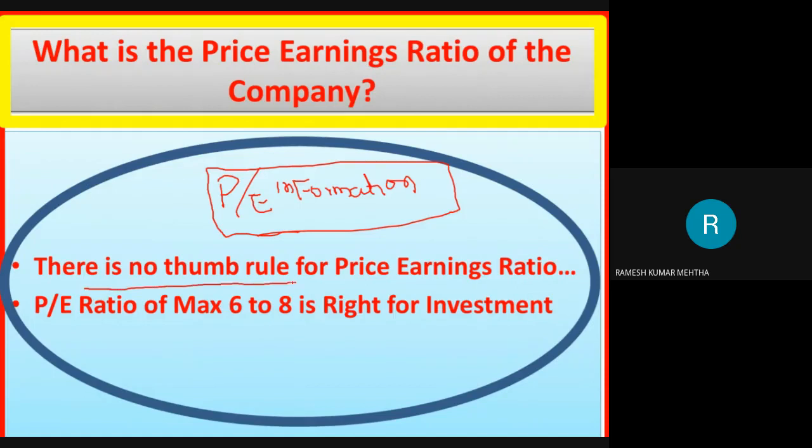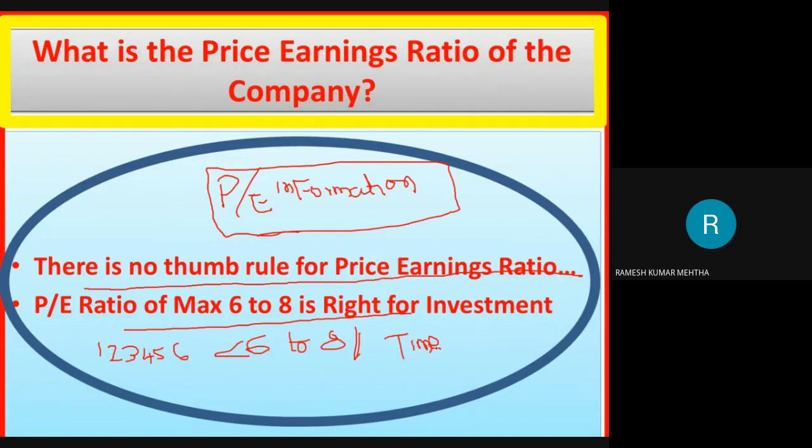There is no thumb rule for price earnings ratio, but generally in the stock market, and in particular myself, I will invest in those companies whose PE ratio ranges between 6 to 8 and below. If the price earnings ratio is 1 or 2 or 3 or 4 or 5, 6, something like that, and less than 8, it's a very good company. I will call it a very good time to invest.